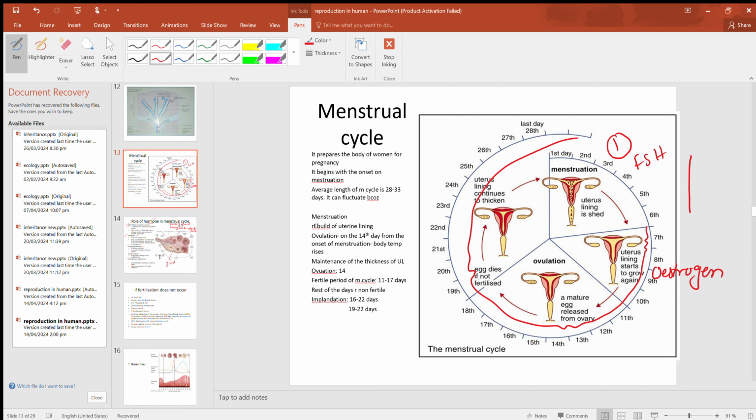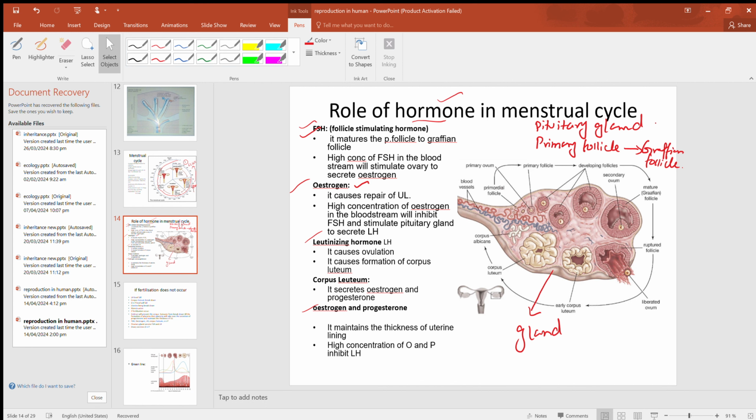Clear? Now again, a high level of estrogen in the bloodstream will inhibit the secretion of FSH. As I told you earlier, whenever the concentration of one hormone increases, it will suppress the concentration of the previous hormone and stimulate the secretion of another hormone. Clear? So it will inhibit the pituitary gland from secreting FSH and stimulate the pituitary gland to secrete what? LH. Okay, so the next hormone is LH.